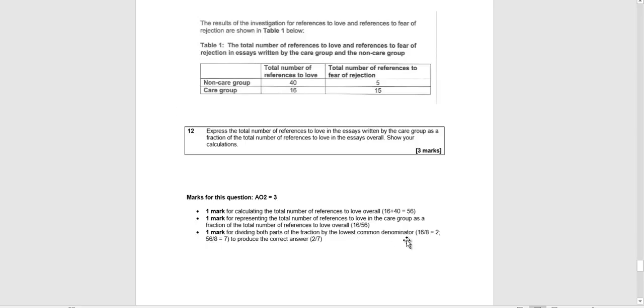And the way we do that is find our lowest common denominator. In this case, it's 8, and therefore we're showing our calculation, which 16 over 8 becomes 2, and 56 over 8 becomes 7. So our final answer will be 2 over 7 for our fraction.